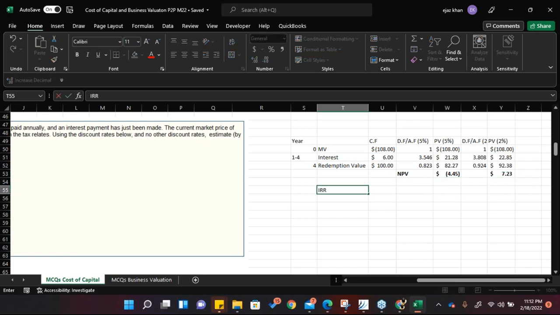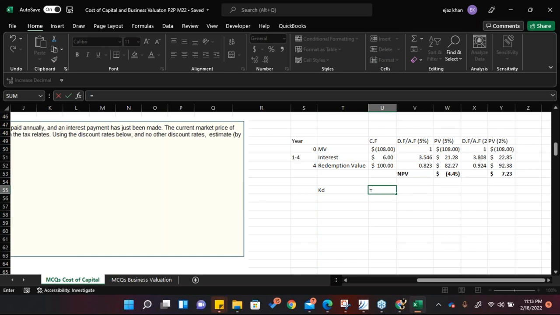So let's calculate IRR. This IRR is basically the rate of return from the investor's perspective, but from the company's perspective, it is the cost of debt, because the investor is getting it, and the company is paying it. That's why we are calling it cost of debt from a company's perspective, but IRR from the investor's perspective. So I'm no more calling it IRR, I'm calling it cost of debt because we are calculating it for the company. But the formula will be the same as of IRR.